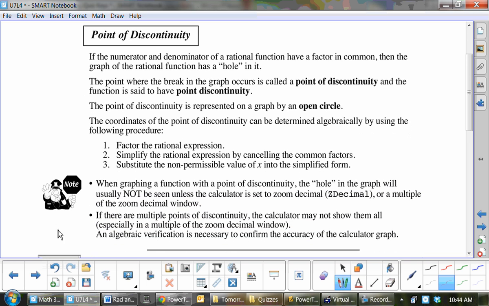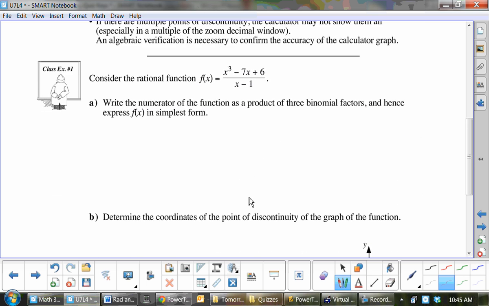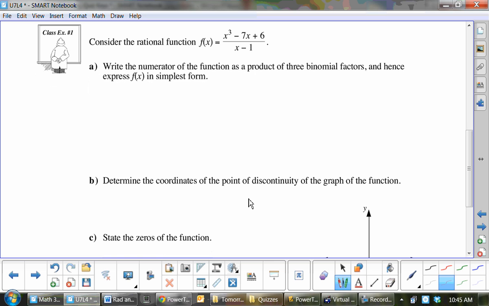Now, just talking about your calculator, it is and isn't going to help you very much on this. I will show you how it can help you, and I will show you how it can't help you. Okay? Now, the best way to figure out what a point of discontinuity is, let's do an example.